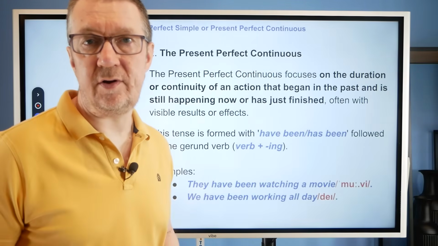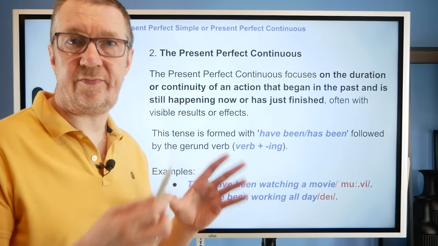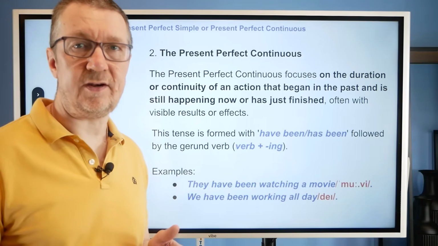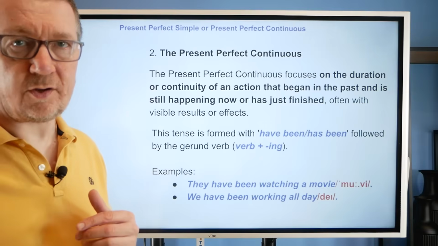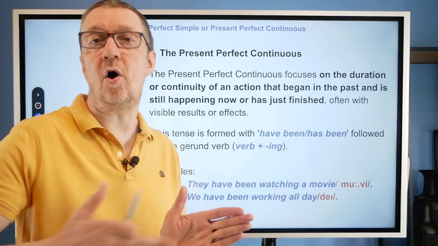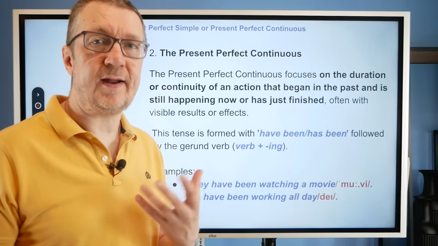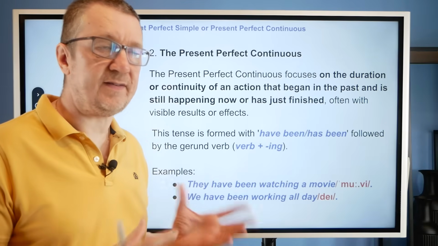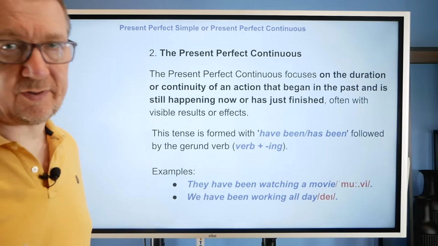Okay, so now we're going to have a look at the continuous form of the present perfect, the present perfect continuous. Now, you know what a continuous is? A continuous is like ongoing action, okay? So we're going to have a look at why and how that fits in here. So let's look at the example to start.